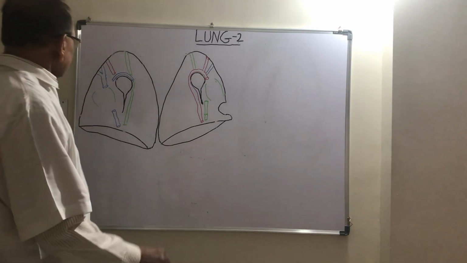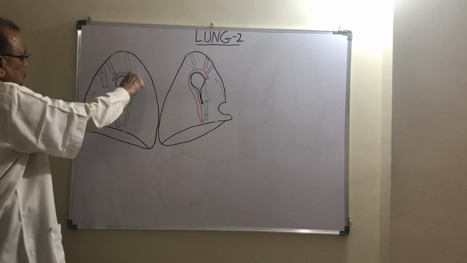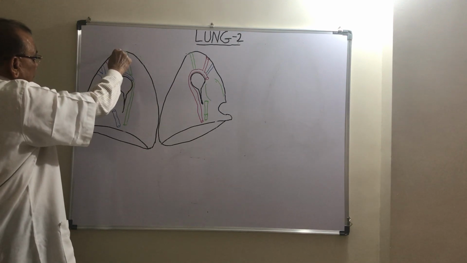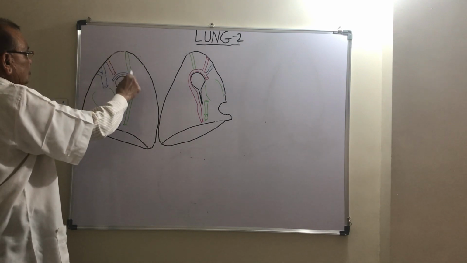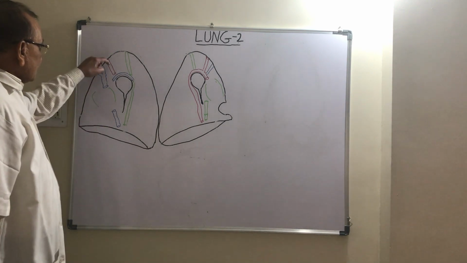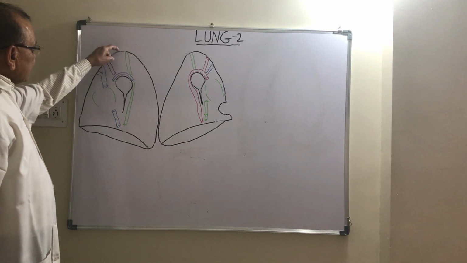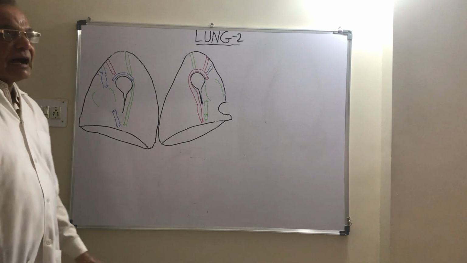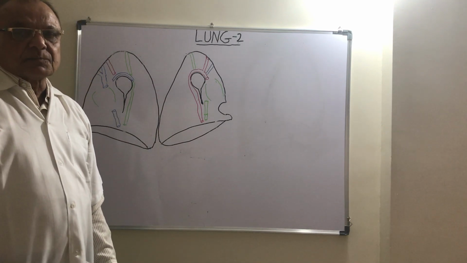Now, above the hilus, above the arch groove and in front of the apex of the lung, there is a vertical groove. So this vertical groove is lying above the arch groove, and it is lying in front of the apex. And this groove is produced by the right subclavian artery.